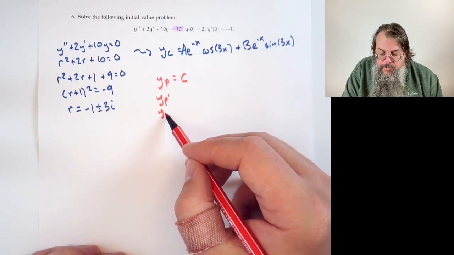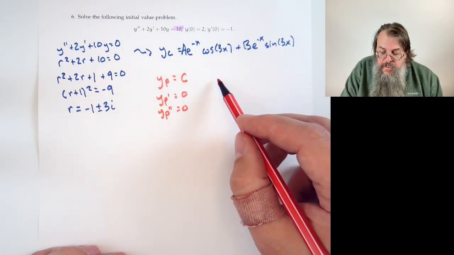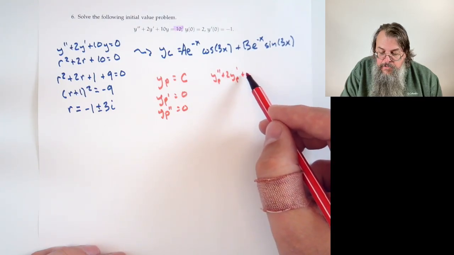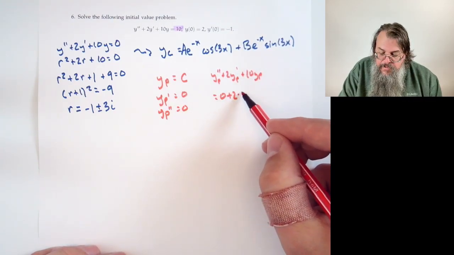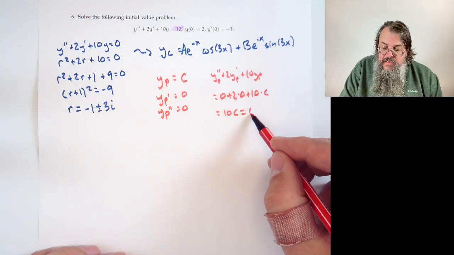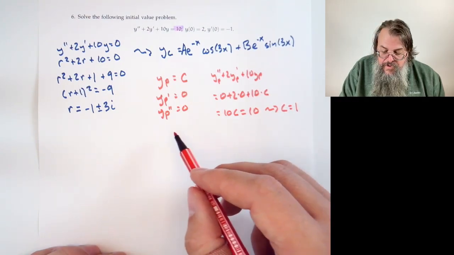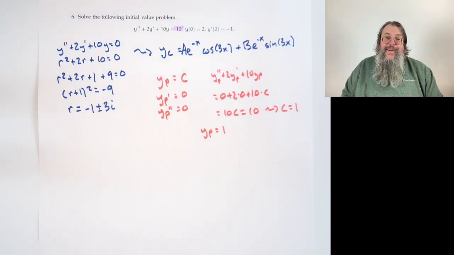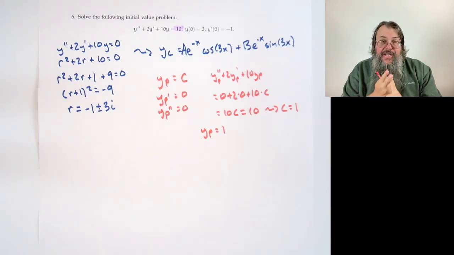So I say, okay, so that's what the particular solution should look like. And we take the derivatives here. So when we plug it in, we see that y double prime plus 2y prime plus 10y. So plugging in our particular solution, we get 0 plus 2 times 0 plus 10 times c, which is 10c, and that should equal 10. I know what that means. That means c should be 1. So our punchline here is now we have that our particular solution is 1. All right, good news. We found our homogeneous complementary solution, and we found our particular solution.